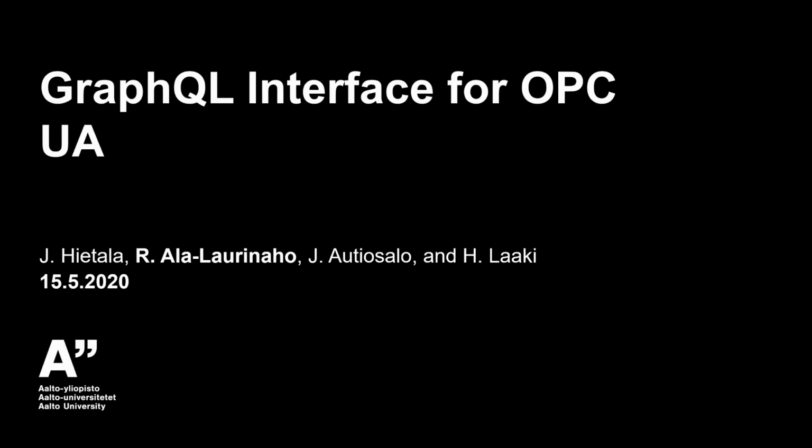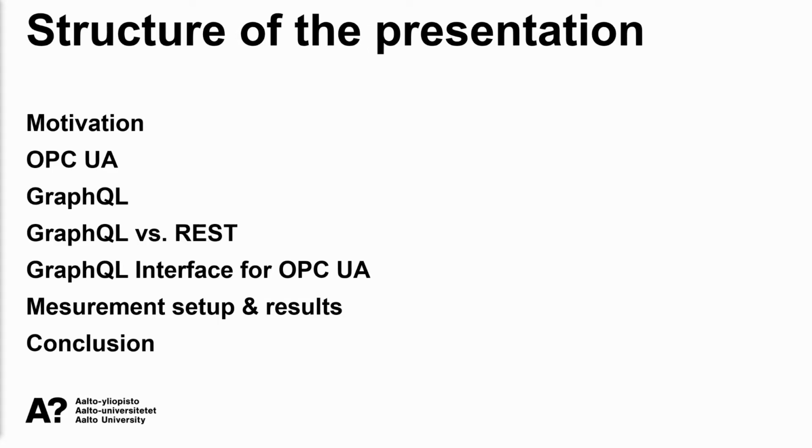The structure of the presentation is as follows. First, I will present the motivation and why we have done this interface. Next, I will quickly introduce OPC UA and GraphQL, and then I highlight the differences between GraphQL and REST, which is currently the most common style for implementing web APIs, or application programming interfaces. After that, I will present the GraphQL OPC UA wrapper implementation. Then I show the measurement setup and results, and finally conclude the work.